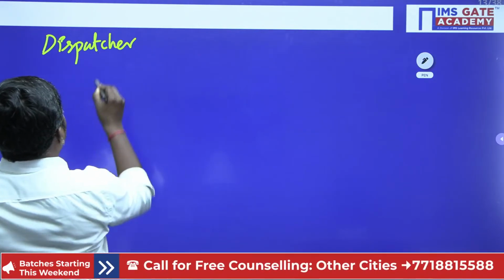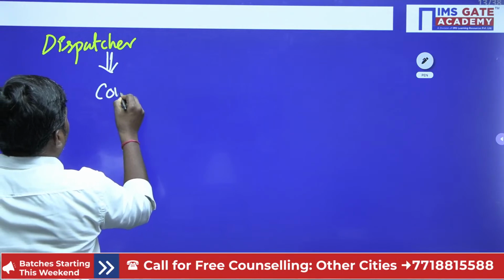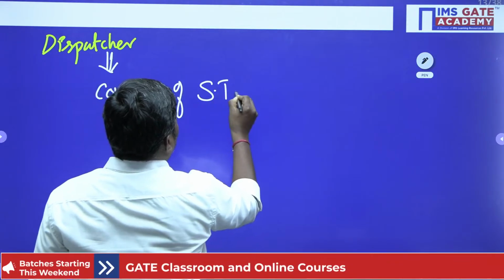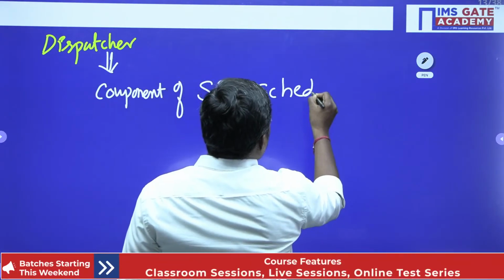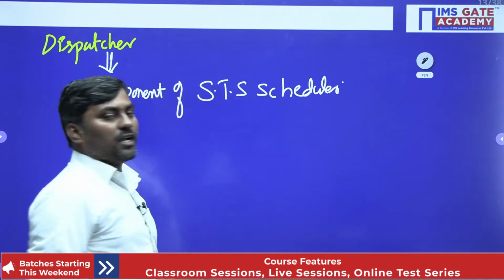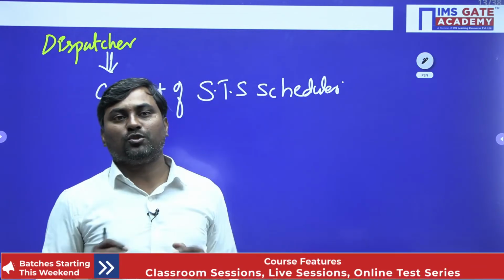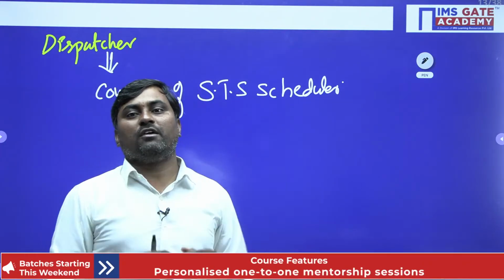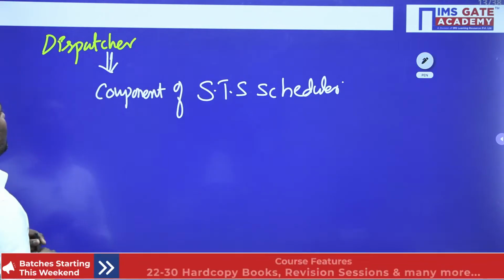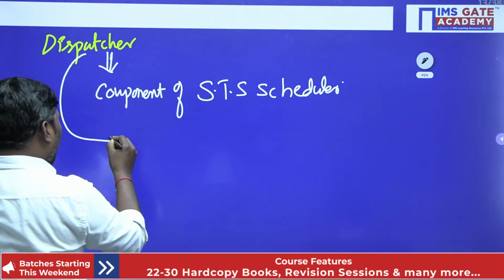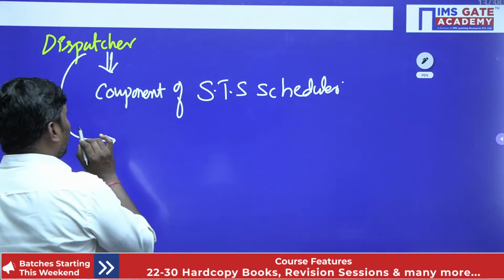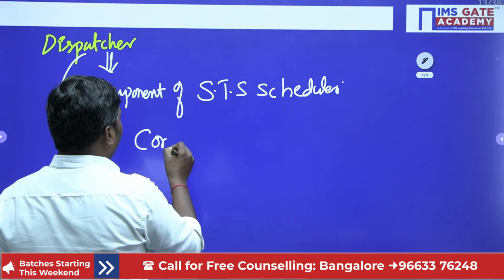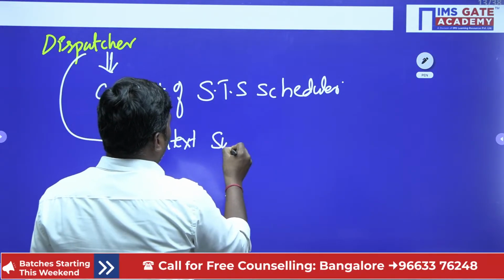Please observe, the dispatcher is a component of the short-term scheduler. Dispatcher is a part of the short-term scheduler, because there are the short-term scheduler, long-term scheduler, and mid-term scheduler. Simply, we can also say it is an operating system component. The main functionality of the dispatcher is context switching.